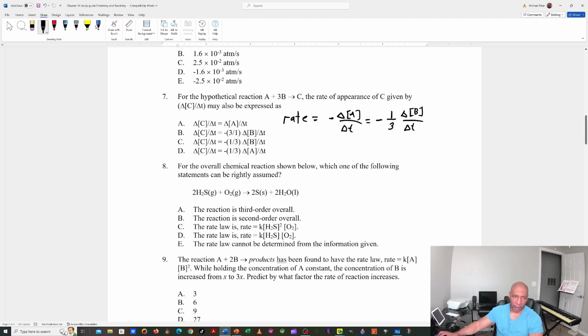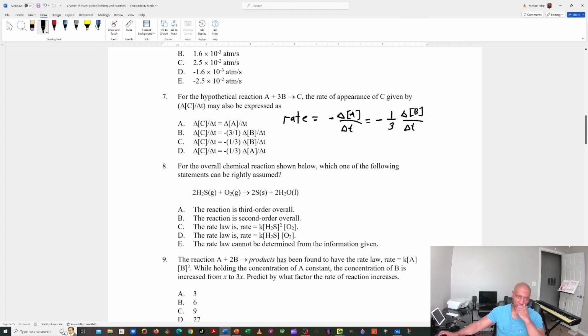So of course I see the A term, the change in the A concentration with respect to the change in time, but the negative is not there, so it's not A. B is not 3 times the change in the B concentration with respect to the change in time, so exclude B. C is a negative 1/3 of the change in the B concentration with respect to the change in time. That's the right answer, right? It's going to be C, because this and this are the same thing. And of course, it's not going to be D, where you have a negative 1/3 of the change in A concentration with respect to the change in time. We know it's not going to be that.